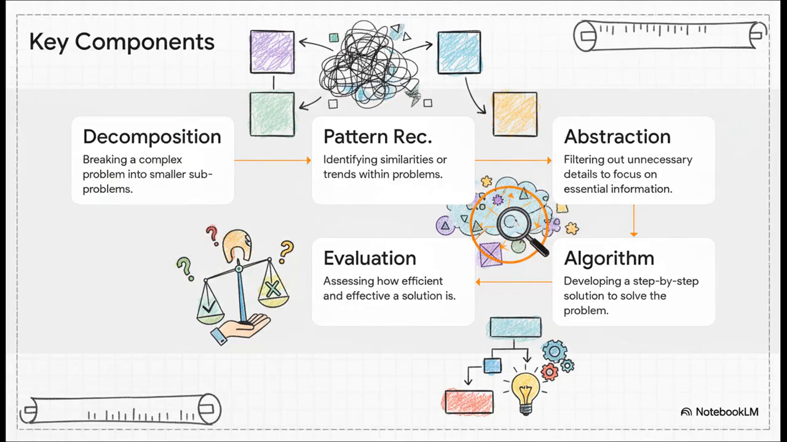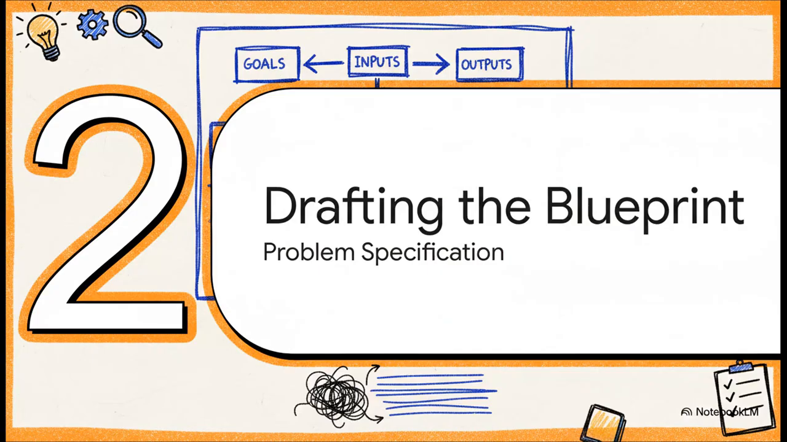This whole approach is basically built on 5 key ideas. You break big problems into smaller pieces, you look for patterns, you filter out the noise to focus on what's important, you create step-by-step plans, and then you check your work. For building our blueprint today, we're really going to be zeroing in on those first few, like breaking things down and figuring out what truly matters. So let's get our hands dirty and start building our main tool.